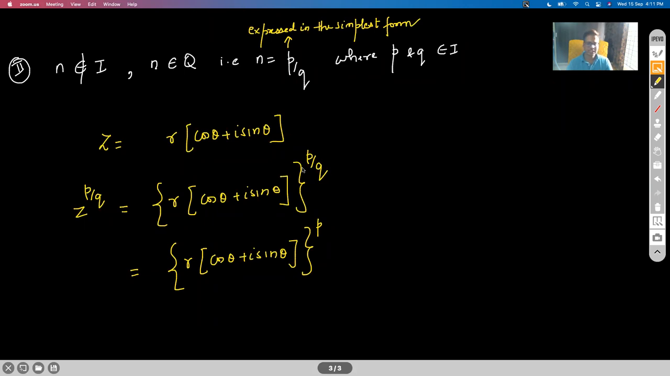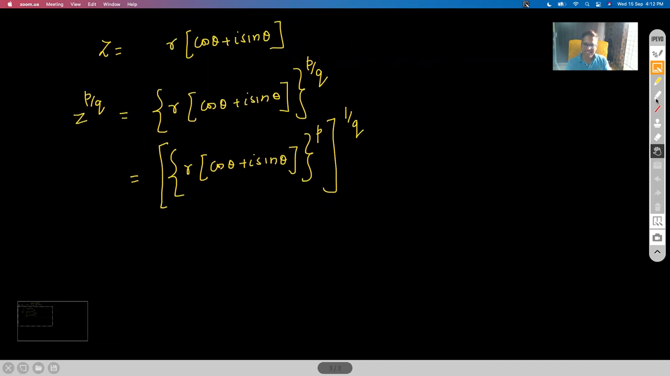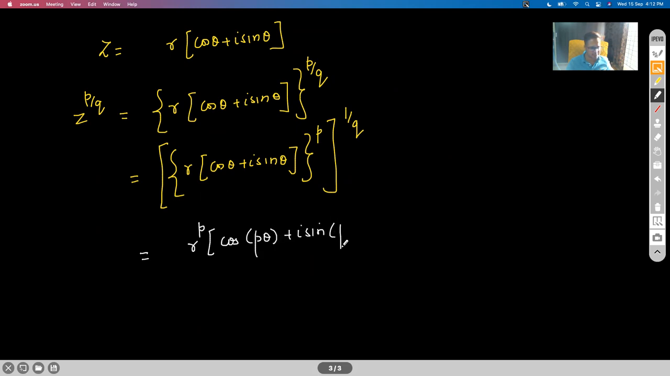Now, raising it to the power of p by q, I'm just carrying out this operation in two phases. One is I'm raising it to the power of p, and then I'm raising this whole thing to the power of 1 by q. Now, p being an integer, the inside part will follow De Moivre's theorem, which we had discussed in case 1, where our power was an integer. So that will become r to the power p, cos p theta plus i sine p theta. I think nobody has any doubt or concerns till this stage because this is very much what we did in the previous slide.